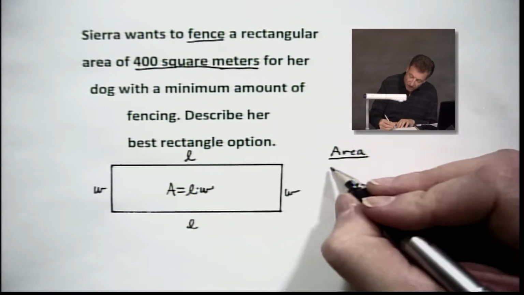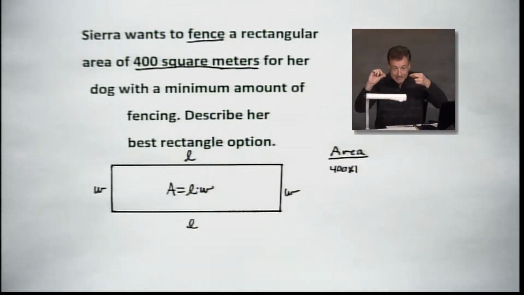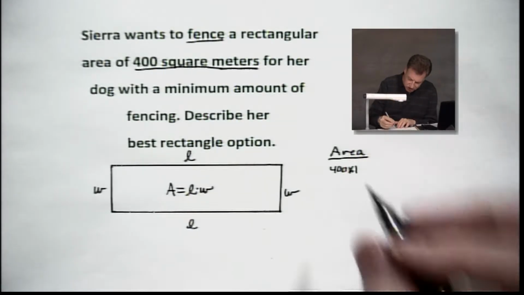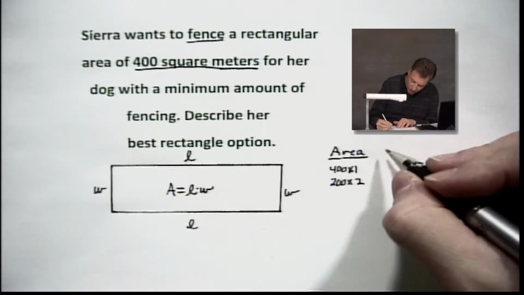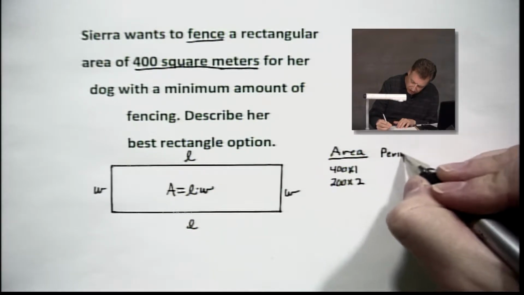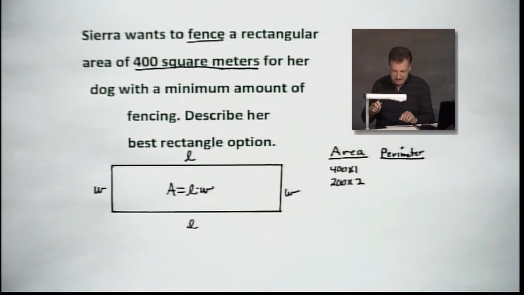That would be like 400 and 1. That would be a very skinny pen for that dog, not very comfortable, and a lot of waste of fencing in my opinion. So probably not our best choice there. Let's see what happens next. We'd have 200 times 2. Now let's talk about the perimeter. Why don't we just come back and do the perimeter all at one time? I think that's better. Let's wait till the end.